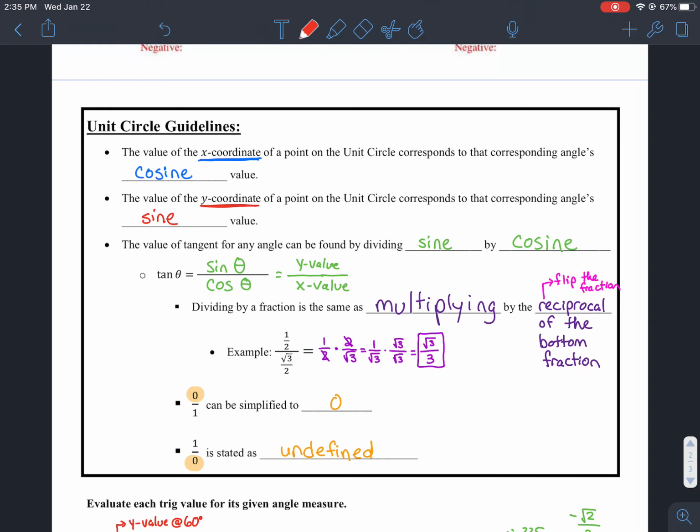So cosine was the x-coordinate, sine was the y-coordinate, tangent was sine over cosine, or the y value divided by the x value at that angle. We talked about how we can simplify division problems by multiplying by the reciprocal when that was necessary, and how to rationalize if our square root was on the bottom. And then we discussed that anytime 0 is on the top of a fraction, the final answer is 0, whereas if 0 is on the bottom of the fraction, our answer was going to be undefined.